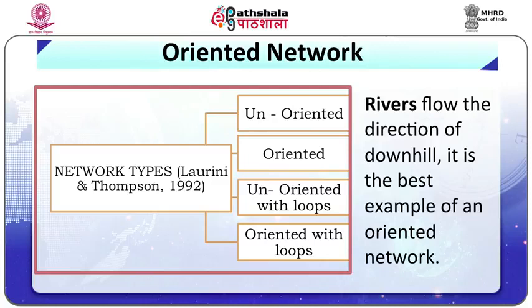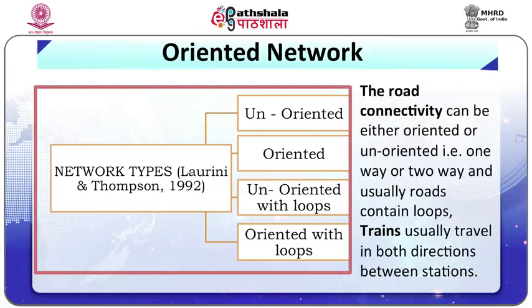That means we need to know the lengths, directions, connectivity, the patterns and all that. Say for example, in case we talk about the river flow, of course we know we have a river flow in the direction of downhill. It is the best example of an oriented network. The road connectivity can be either oriented or unoriented, that is one way or two way, and usually roads contain loops. Trains usually travel in both directions and between stations. One track, the railway network with smaller lines representing an unoriented somewhere, etc.